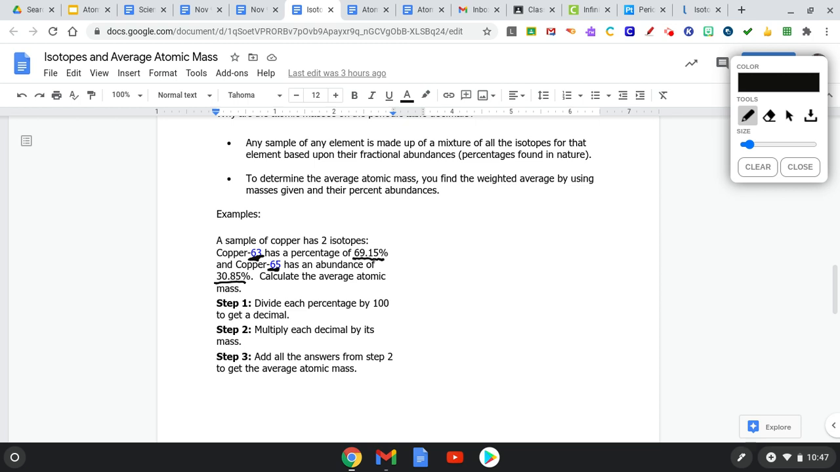So the way that I teach this, there's a quick 3-step method to finding the average atomic mass. The first step is you take each percentage and you divide it by 100 to get a decimal. So my first percentage is 69.15. I'm going to divide that by 100. And my second percentage is 30.85, and I'm going to divide that by 100. So every percentage you have, you divide by 100. So you can do this on your calculator.